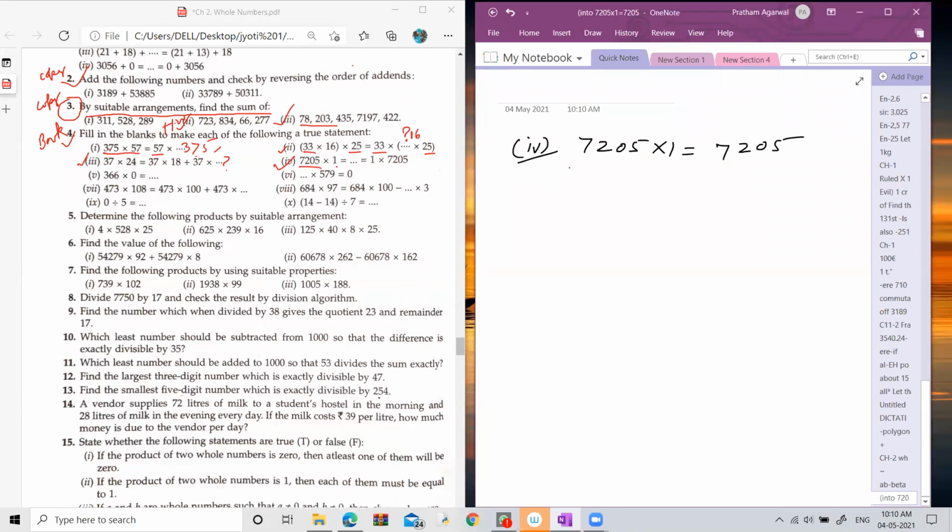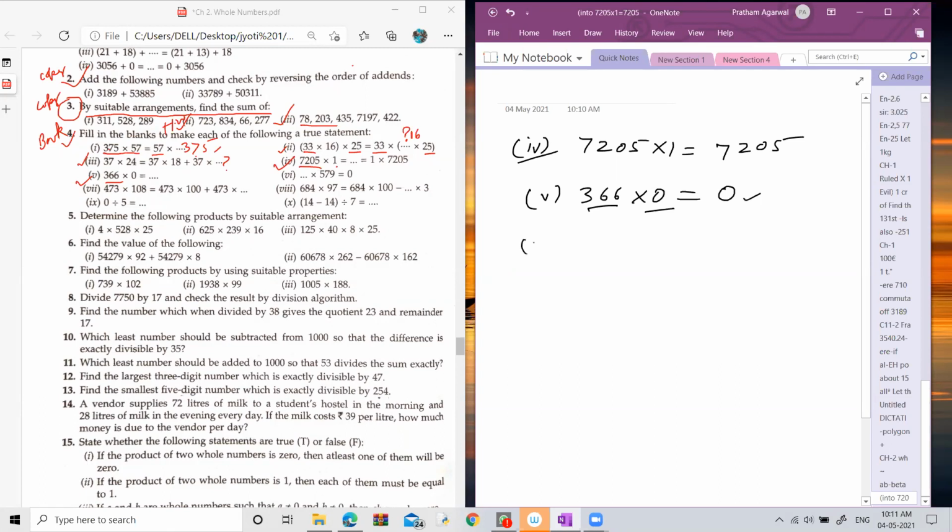Okay, Ark. Maybe I'm having some connectivity issue. Now let's come to the fifth part. Now, when you multiply this number by 0, what will you get? If you multiply 366 by 0, what will you get? Yes, very good, Ram. It's 0. If you multiply any number by 0, the result will be 0.